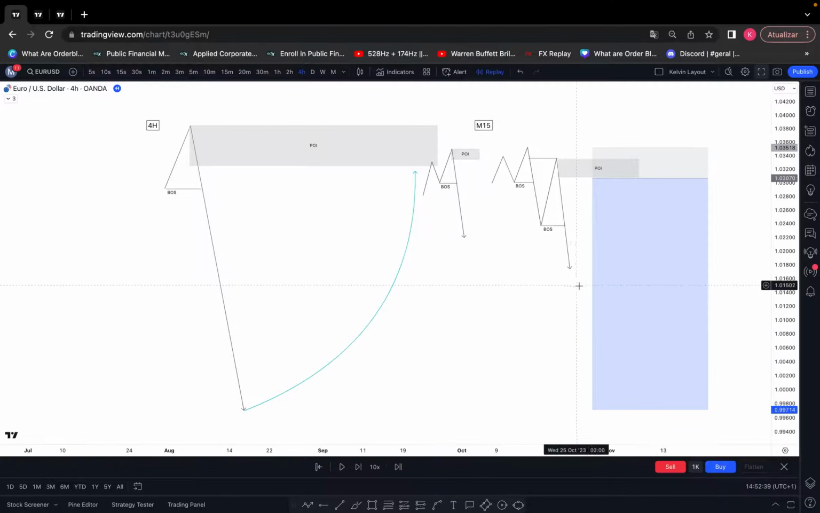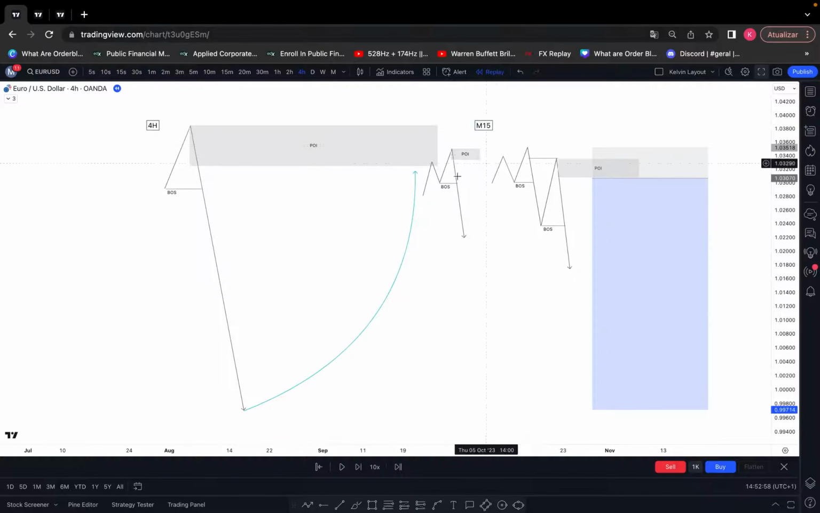So this is just simple, guys. Let's keep it very simple. 4-hour break of structure, we mark the order block, then we set alert and we wait for price to come back. Once price comes back to our 4-hour point of interest, we drop down to M15 or M30 time frame and we look for that change of character. Once we have the first break, we set the limit order.